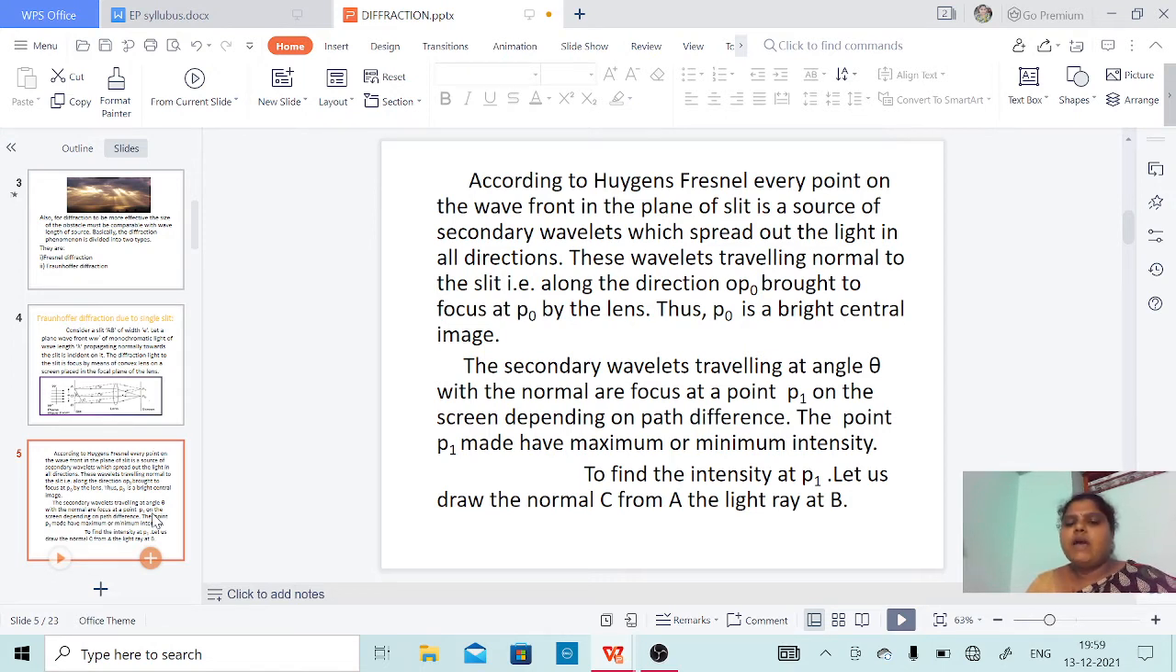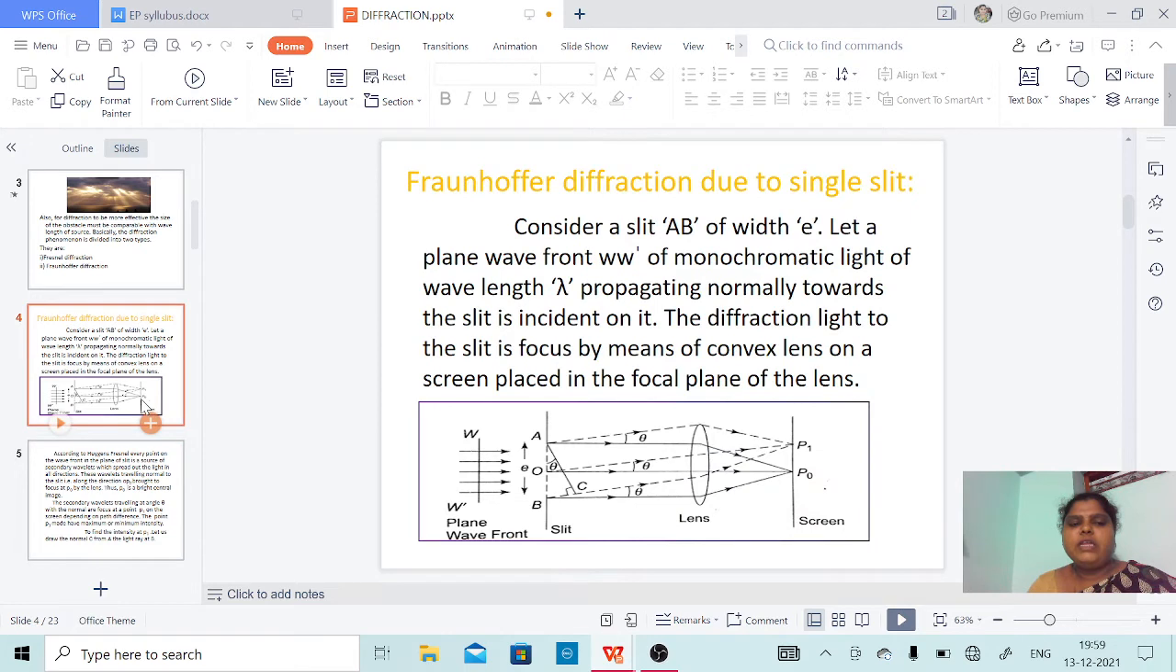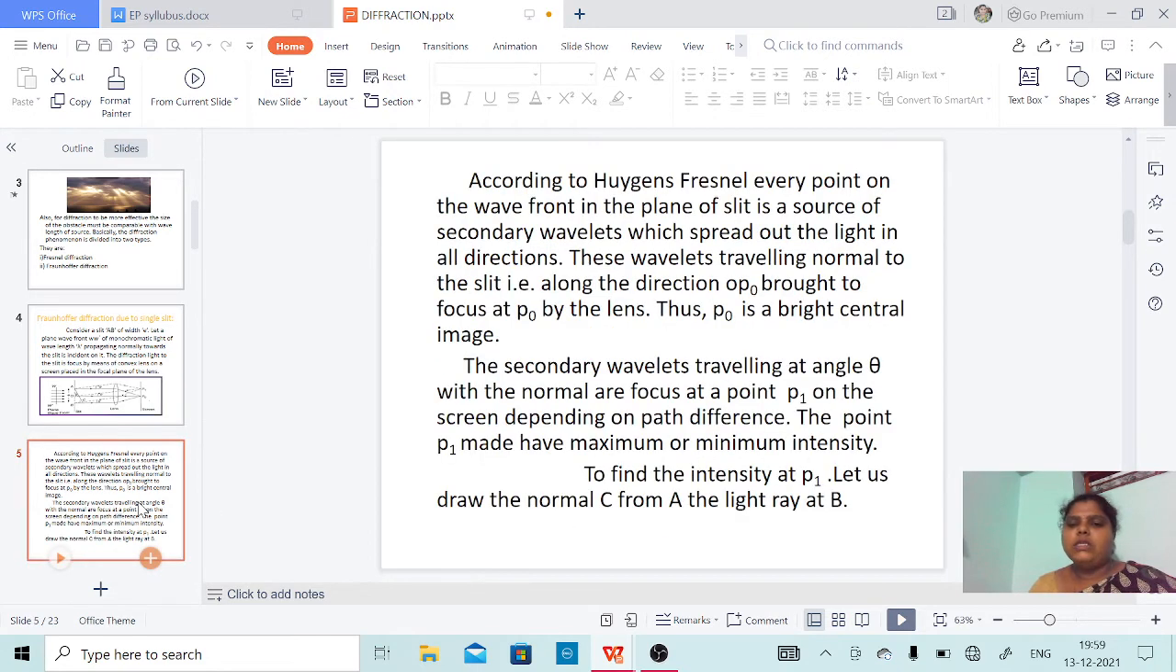Now secondary wavelets traveling at an angle theta with the normal are focused at a point P1 on the screen, depending on the path difference. See here, there is a path difference between P0 and P1. That is the angle theta. In between every focusing point, that means every wavefront, there is a path difference between P1 and P0 on the screen.